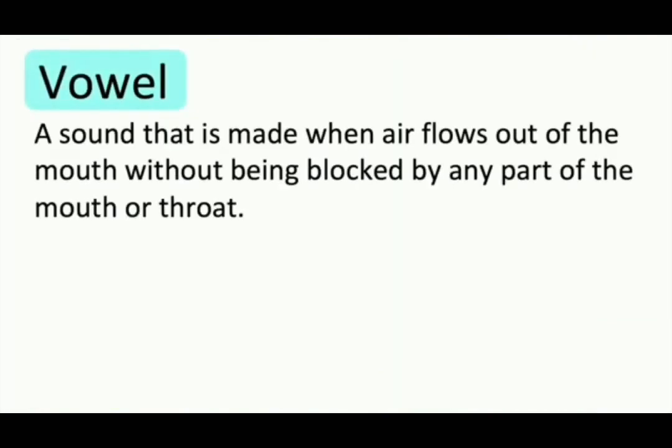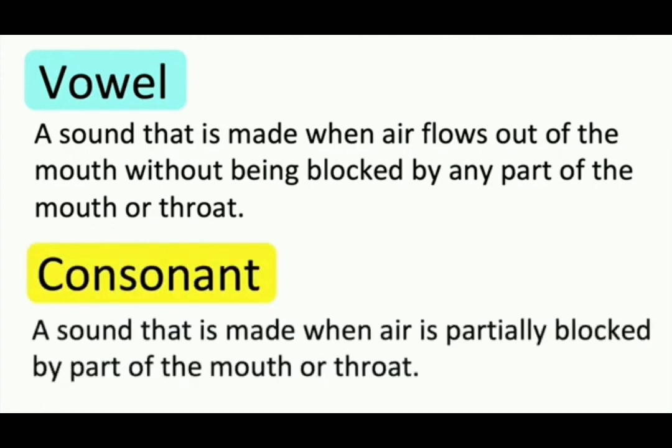Vowels. A vowel is a sound that is made when air flows out of the mouth without being blocked by any part of the mouth or throat. Whereas a consonant is a sound that is made when air is partially blocked by part of the mouth or throat. Every word in English has at least one vowel. Let's have a look at some examples.